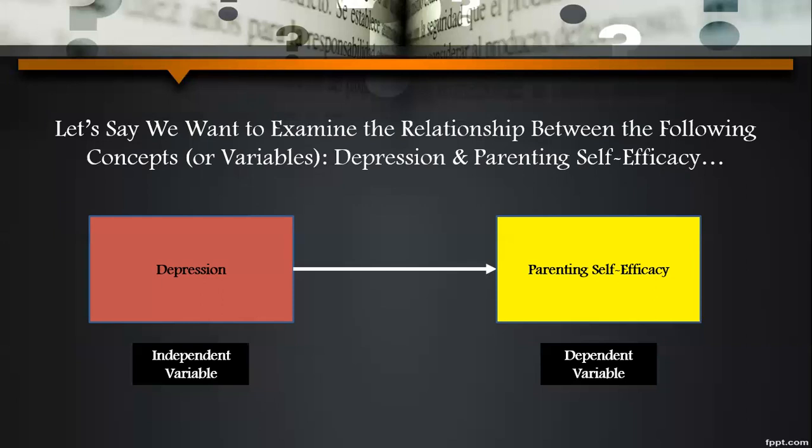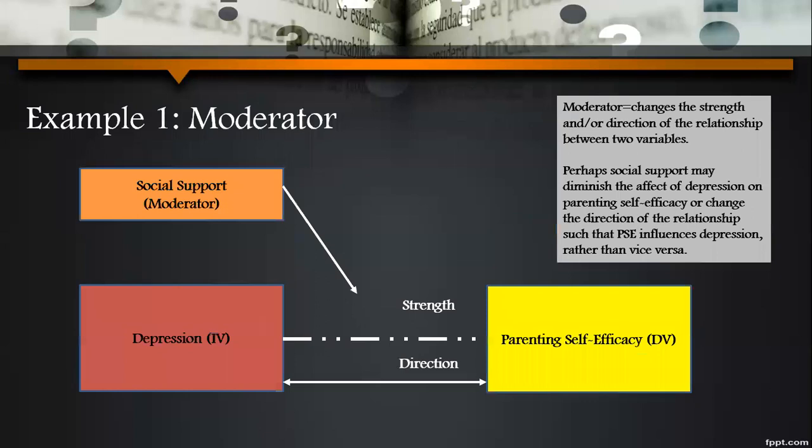Putting variables into different roles within our research study helps us to mirror the complexity of life. For example, we want to examine the relationship between depression and parenting self-efficacy, but we also may want to consider certain variables as moderators in this relationship. Moderators change the strength and/or direction of the relationship between two variables.